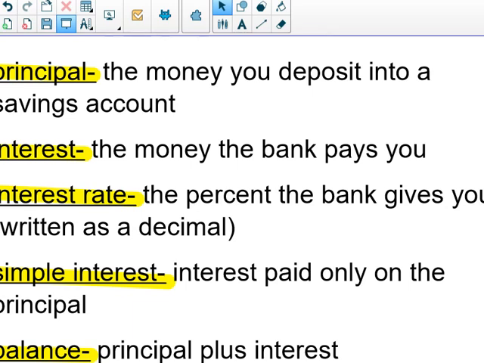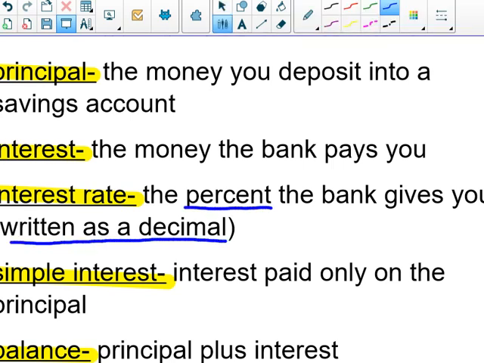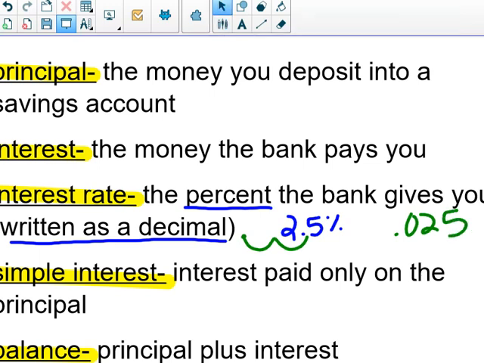That is a percent, but you have to write it as a decimal. So if my bank today is offering 2.5% interest, when I go to calculate that, I need to use the decimal 0.025 because I have moved left twice. That should sound familiar to you from when we were doing percents and proportions.